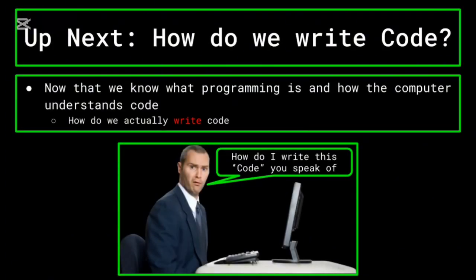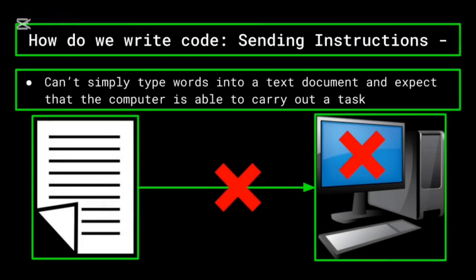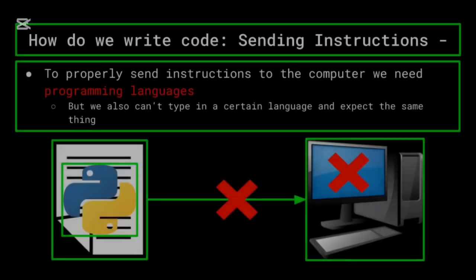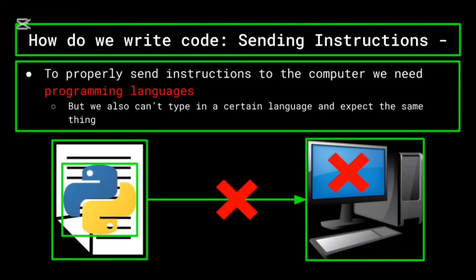So now that we know what programming is, how do we actually write code? It's not like we can simply type words into a text document and automatically assume that the computer can translate it into machine code, read it, and carry out a task like opening up a browser. And additionally, we can't just write down rubbish in certain programming languages mentioned in the previous segment and expect the computer to understand. So how are we supposed to write code then?